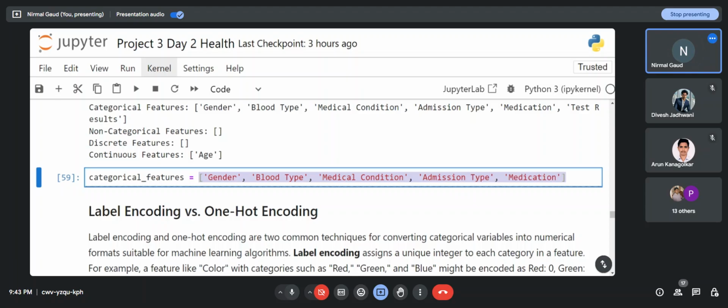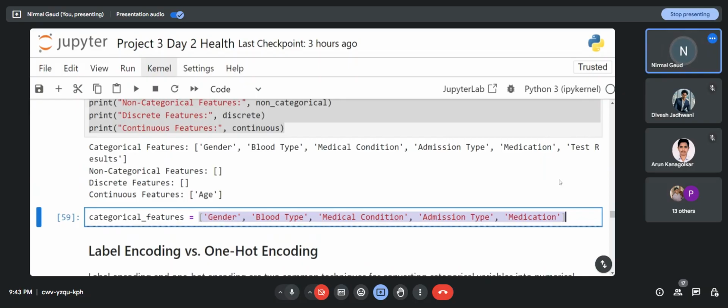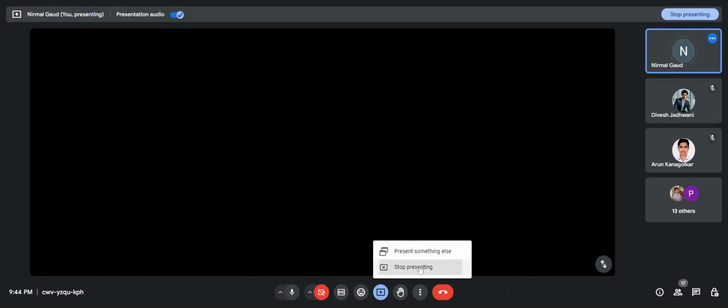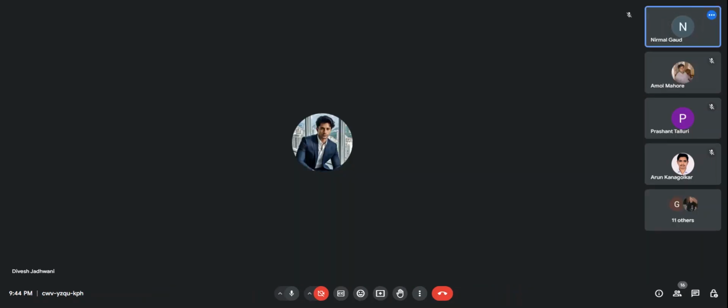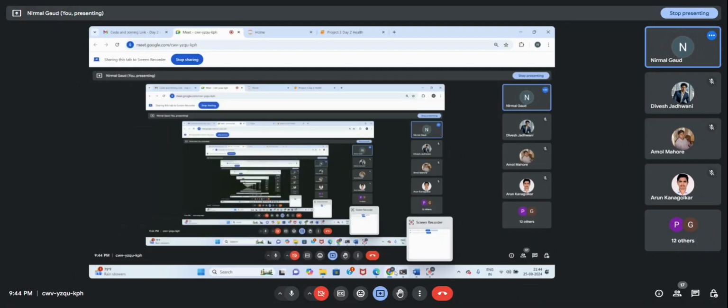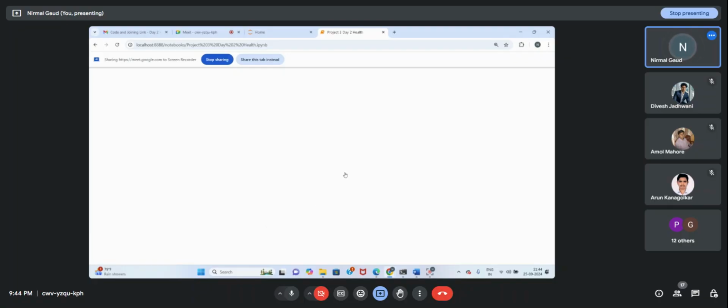Now I want to have a discussion over this. These are the categorical features I have: gender, blood type, medical condition, admission type, and the medication. Now let me share my entire screen, because most of the people have done a different sort of analysis. Like they have used label encoding for this categorical data to convert them into numerics. Now let me talk about the features and discuss more on it.